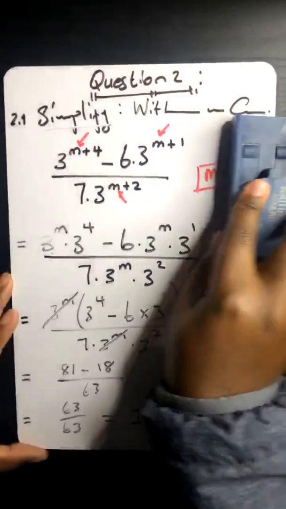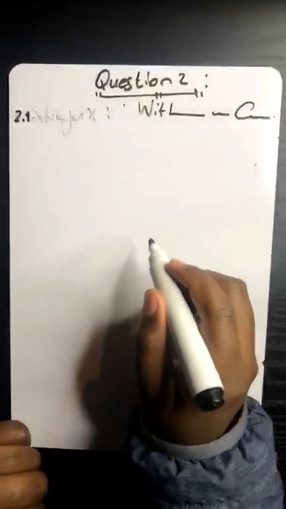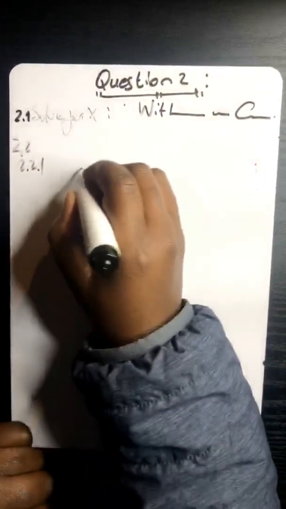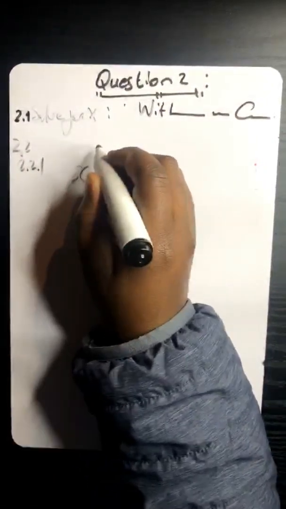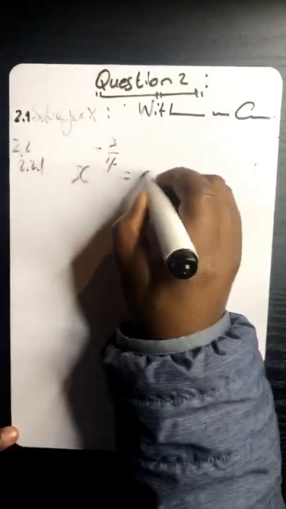So, always, when you simplify, just like with trigonometry, always remember that there's a possibility of proving your answer. Here, they say solve for x without using a calculator. This is 2.2 that we are on. So we're now on 2.2.1, which says x to the exponent negative 3 over 4 equals to.